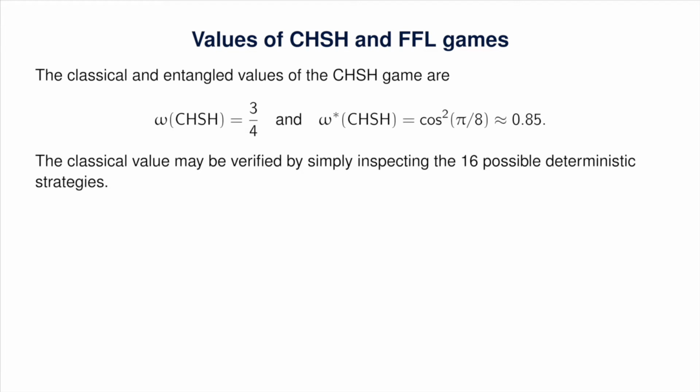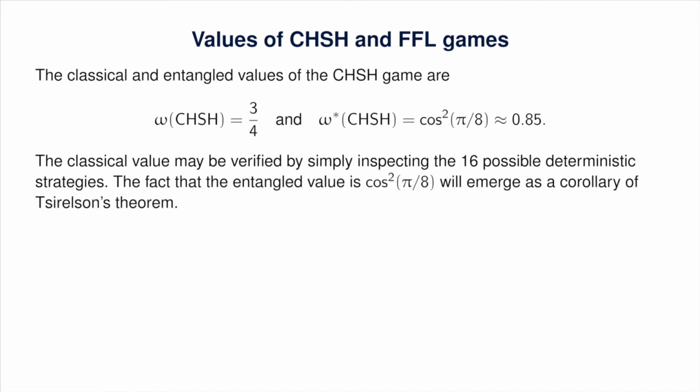In general, we can always do the same thing and just enumerate the deterministic strategies to see what the maximum winning probability, or in other words, the classical value is. But naturally, this becomes highly impractical as the number of questions and answers grows. In this case, though, it works. The entangled value of the CHSH game is cosine squared of pi over 8, which is roughly 85%. It isn't too hard to explicitly describe an entangled strategy that achieves this winning probability.